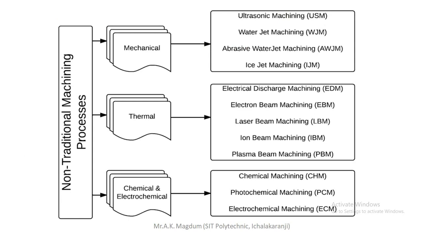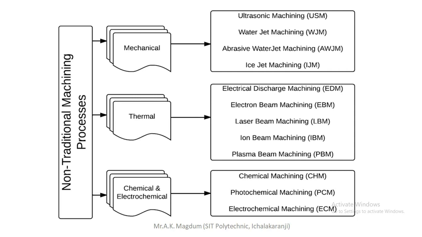Next, here is the broad classification. First, the mechanical. Under the mechanical there is ultrasonic machining, water jet machining, abrasive water jet machining, and ice jet machining. All those machining methods come under the mechanical processes, or mechanical energy use.